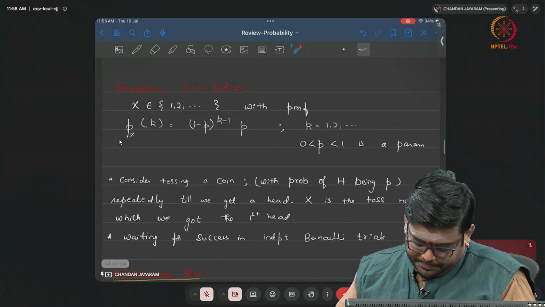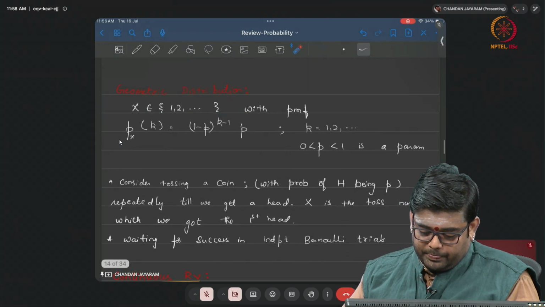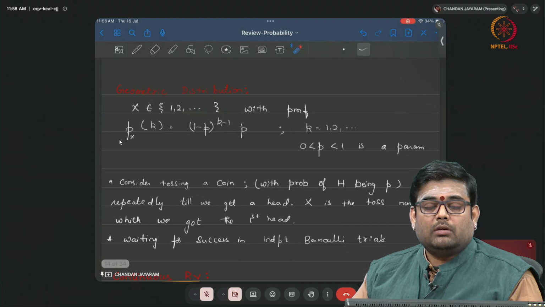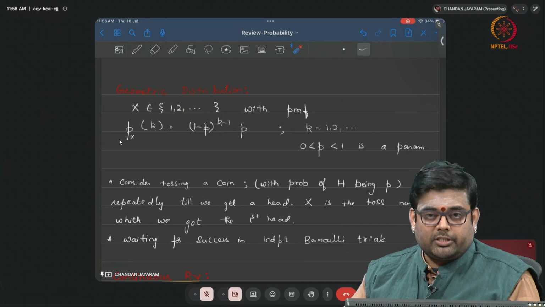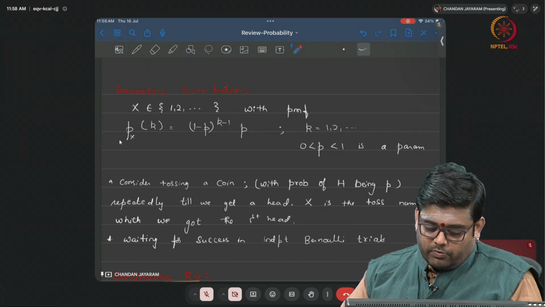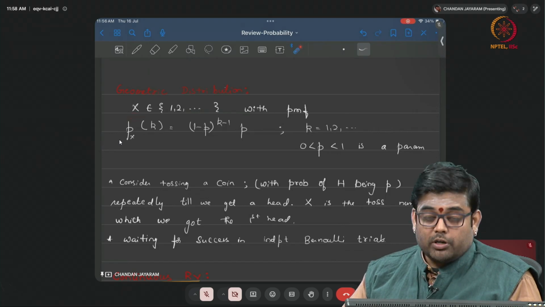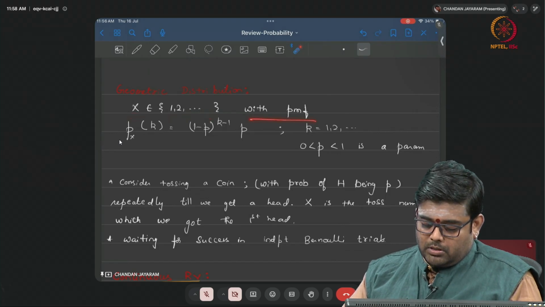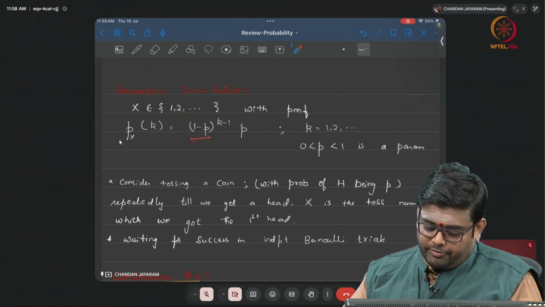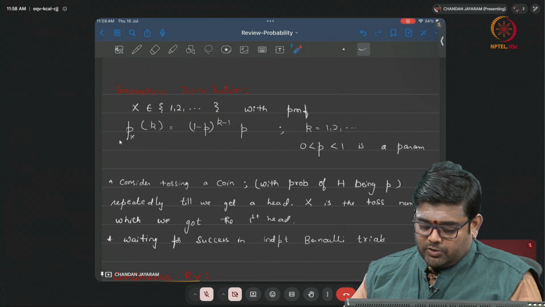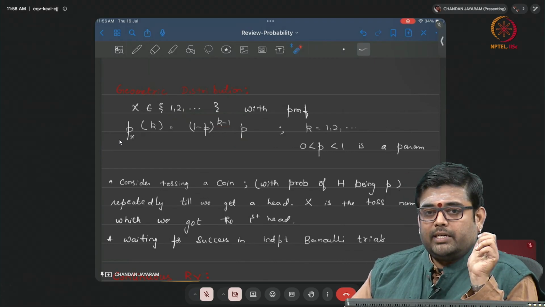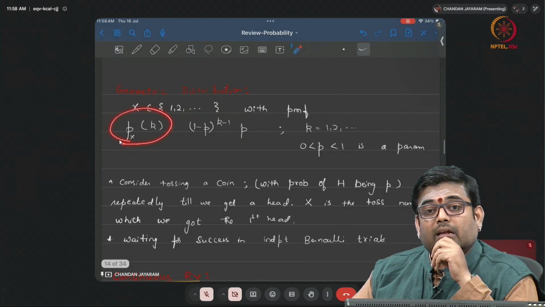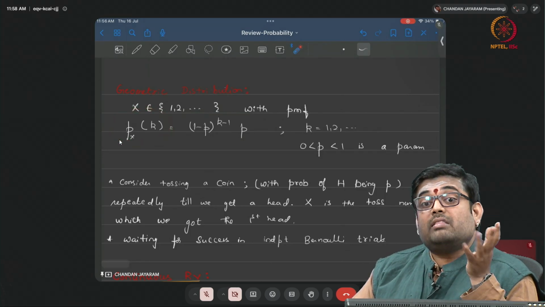Another distribution that we will be considering is the geometric distribution, wherein x takes the values 1, 2, and so on, with the PMF (1 minus p) to the power of k minus 1 times p. What does this say? You keep on tossing the coin till you get a head. It is asking: what is the probability that I get a head at the kth instance?